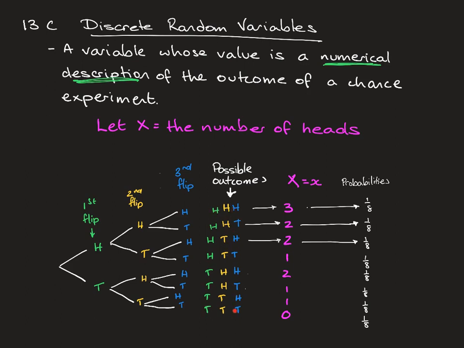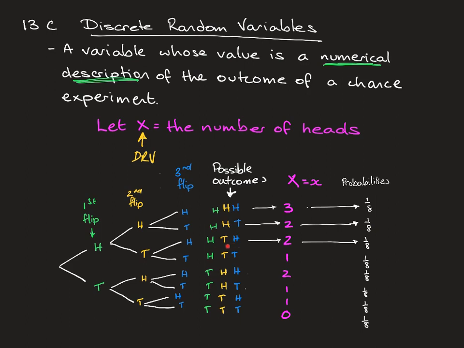A discrete random variable takes these outcomes and replaces them with a numerical value. In this case, the numerical value here, which has the heading x, stands for the number of heads. We've defined a variable here, so this is my discrete random variable, x, and x is the number of heads in each of these outcomes. So this outcome here has 3 heads, so x is 3, and it has a probability of 1/8. This outcome has 2 heads, so x is equal to 2 with a probability of 1/8.